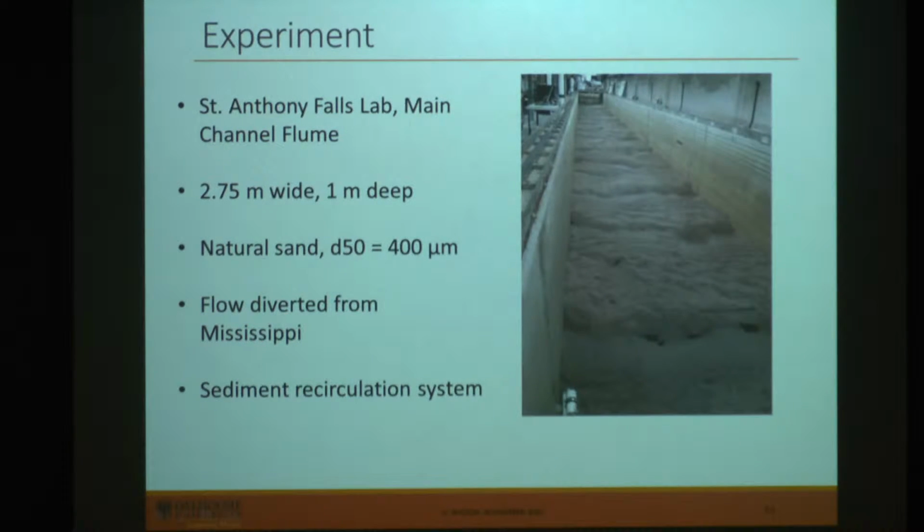The Anthony Falls facility is designed around the idea of diverting water from the Mississippi River and using that in their experiments. So we have sort of an infinite supply of water to run through the flume, and there's weirs at either end to control the discharge rate.